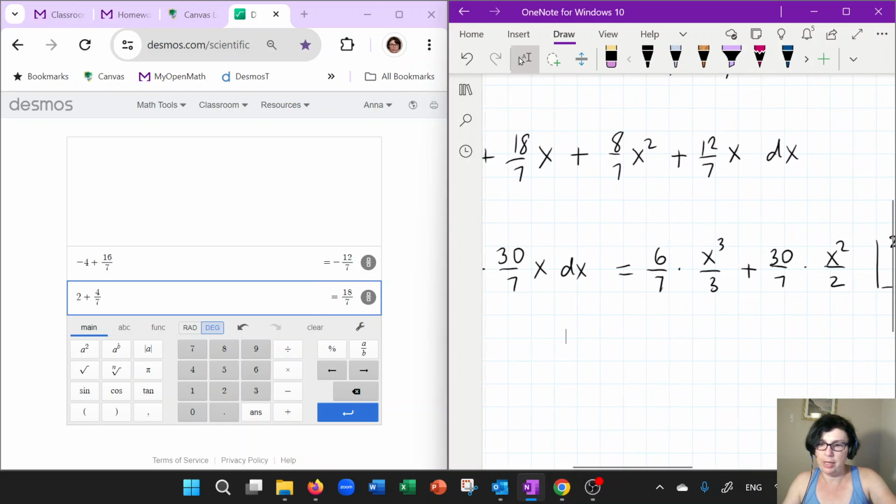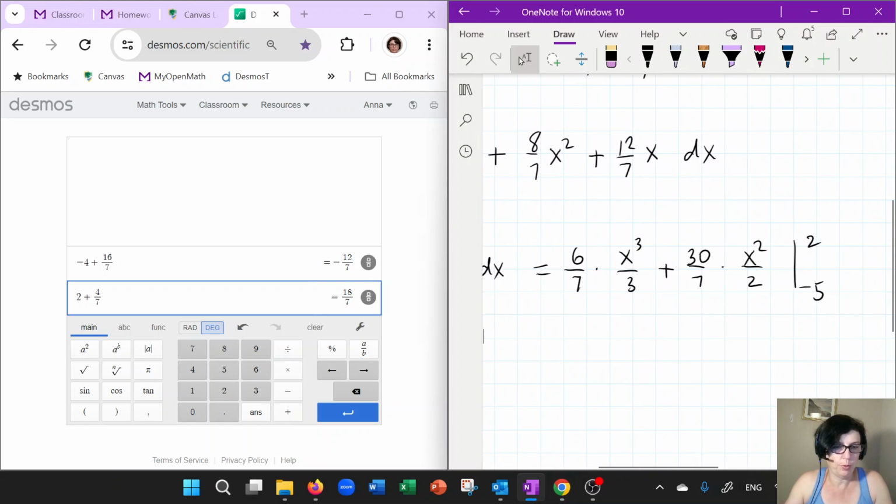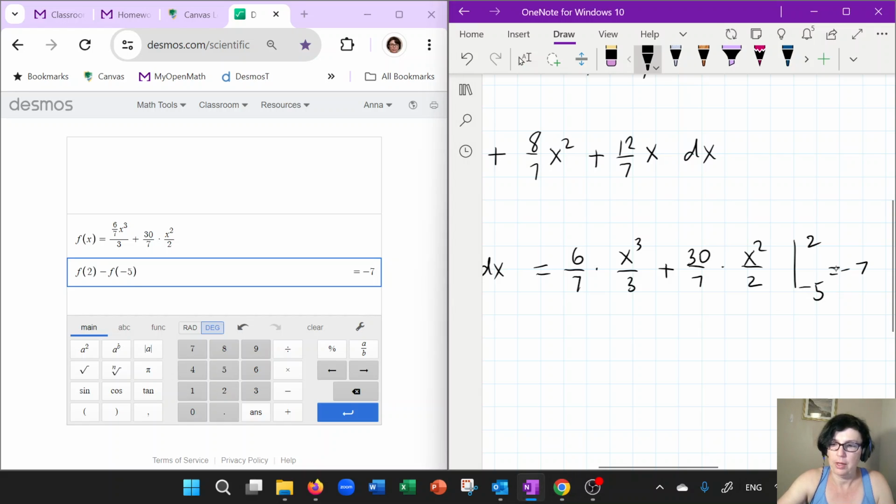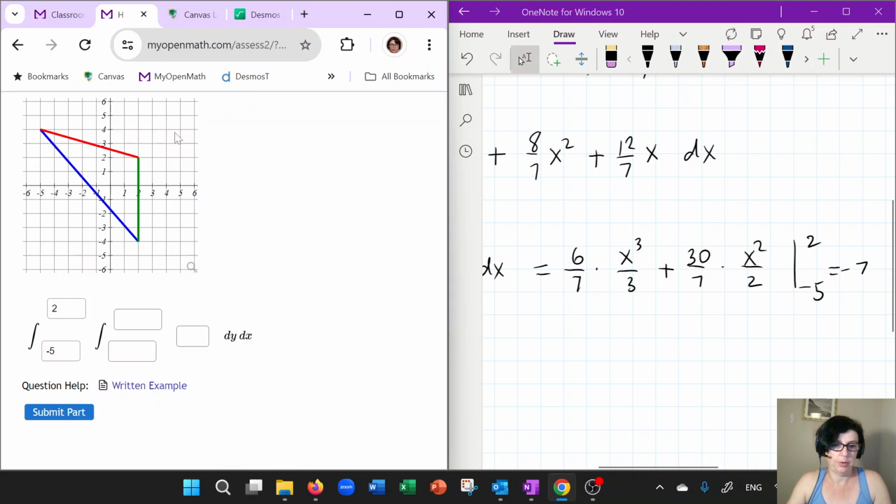So once I integrated the thing, I am going to define a function on my calculator, call it f of x, and I will just type that whole thing. So x cubed over 3 plus 30/7 times x squared over 2. Okay, so I want to find f of 2, and I want to subtract f of -5. Okay, so it tells me that that is just -7. And hopefully that is going to be my answer.